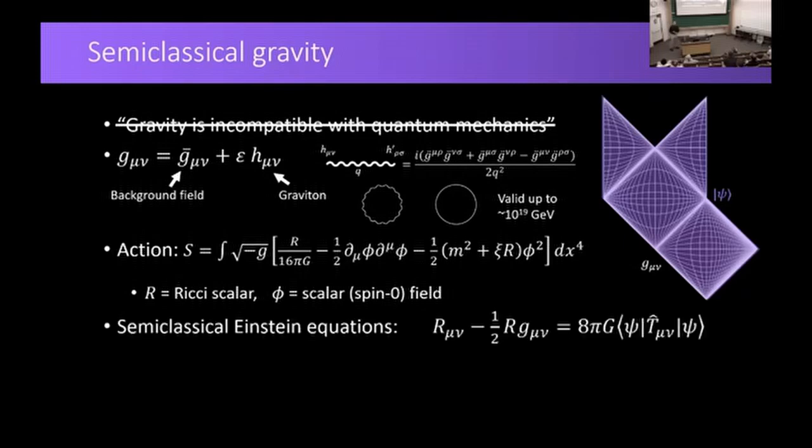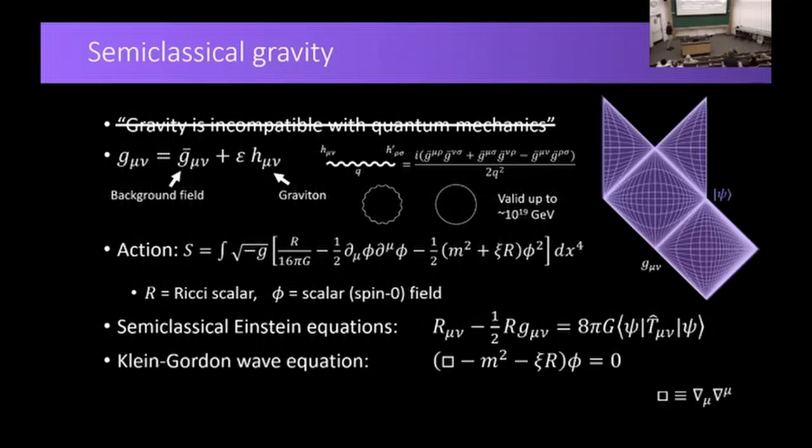Right, now from this action, you can do the usual things with the least action principle. If you vary it with respect to the metric, you get the semiclassical Einstein equations. So the left-hand side is the Einstein tensor, but then the right-hand side is this new thing, a renormalized version or a quantum version of the stress energy tensor that you would normally have in general relativity. And if you vary the action with respect to the field phi, then you'll end up getting the Klein-Gordon wave equation. In the non-relativistic limit, this reduces to the Schrödinger equation with a gravitational Newtonian potential.